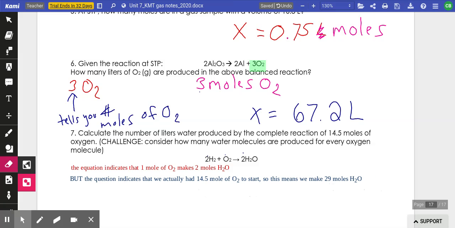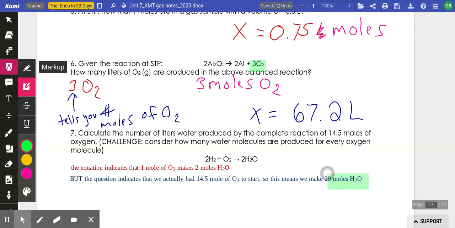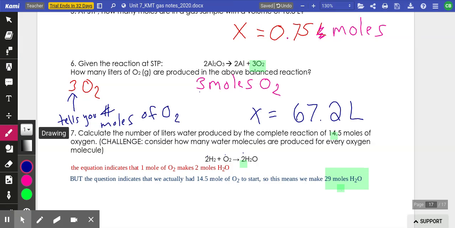So now that I've told you this, you are starting with 29 moles of water, not 2 moles, not 14.5 moles, we're starting with 29 moles. Can you now figure out what the volume of water should be? All right, if you use the 29 moles, you should get a final volume of 649.6 liters. Okay, and that's it.